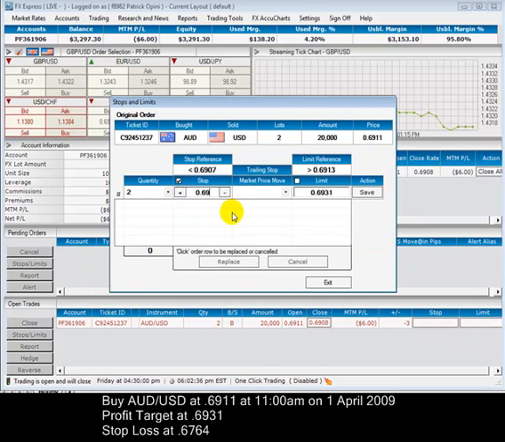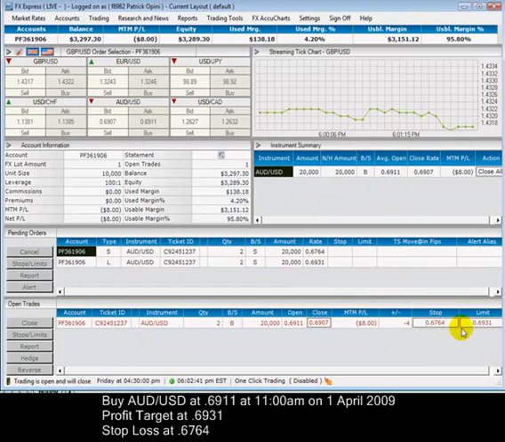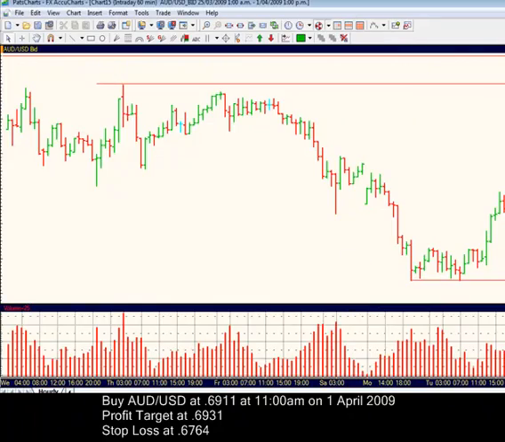67. Now I've got my trade in here. Here's my stop. Here's my limit. And now all I have to do is let the trade work, and see what happens over the next period. Let me go to my spreadsheet.